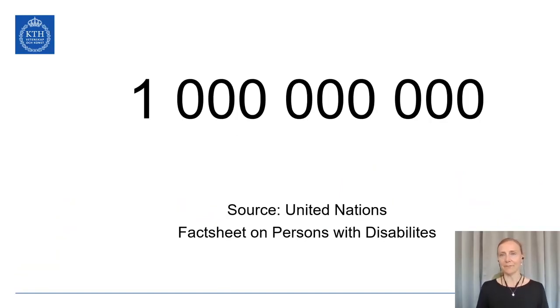1 billion. That is the number of people around the world who live with a disability. And that is like 15% of the world population. And the source for this number is the United Nations fact sheet on persons with disabilities. 1 billion amazing people. Some of them, I hope, will be my co-worker.